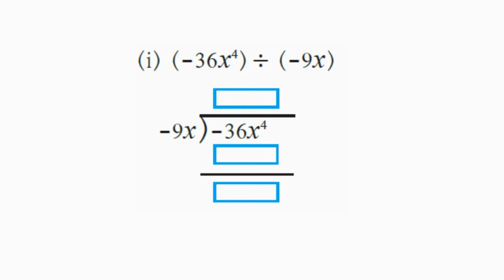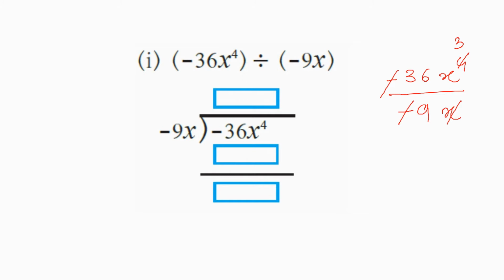Let us complete this activity and we have to just fill in the boxes. So here it is minus 36x raised to 4 divided by minus 9x. So we can just do it in a simple way. We can cancel the negative sign from the numerator and denominator, which would give us a positive. Now 1x from the denominator and 1x from the numerator will get cancelled off. So in the numerator we'll have x cube.